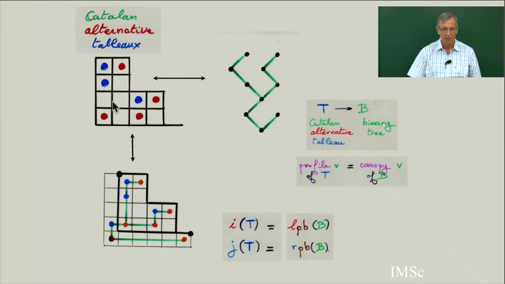You can check on my example. I have this Catalan alternative tableau, the first bijection with extension of the tableau, then the second bijection with sliding. Look here, there is one blue point on the first column. There is one red point on the second column. So there was one free row and one free column. And look at this binary tree: 1 and 1. One left edge is on the principal left branch, and one right edge is on the principal right branch. So I have exactly this very nice correspondence.